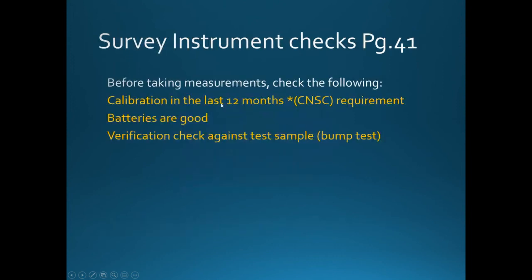Okay, again, like I just said here, what do you do with these instruments before taking measurements? You've got to verify calibration in the last 12 months. This is a Canadian Nuclear Safety Council requirement. You verify, or check, I guess, that the batteries are good and change them if you need to. And then you do a verification check against a test sample, just to make sure that it's functioning properly.